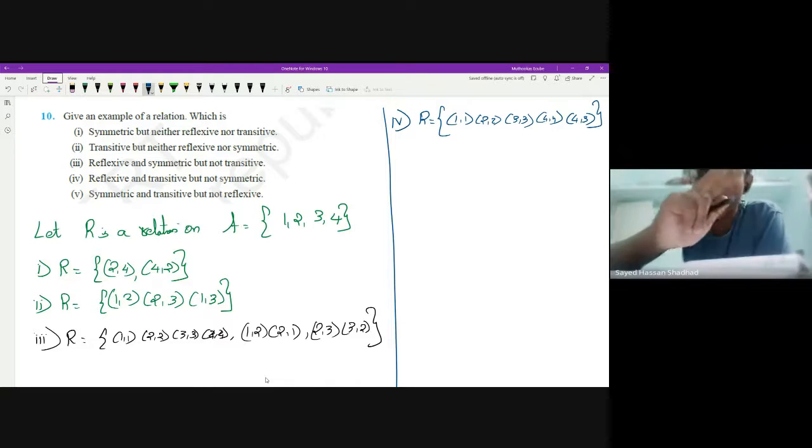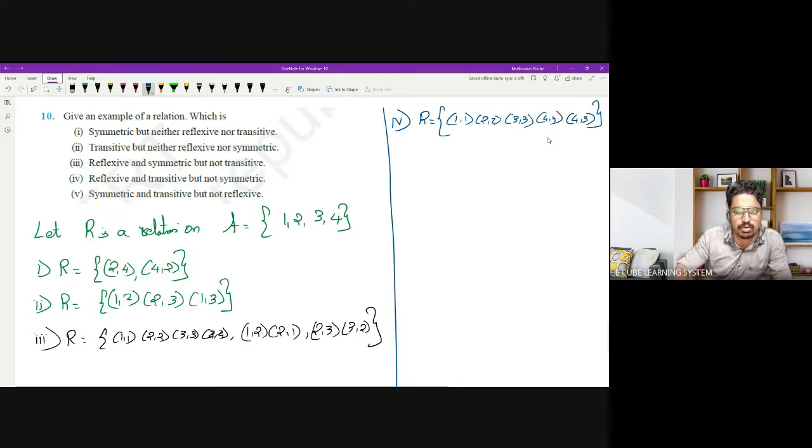So there are two transitive ones. No, that is not a problem. Writing it like this is also fine. 1 1, 2 2, 3 3, 4 4 is there. Then we are taking a 1 2, a 2 3 and a 1 3. Then also it is reflexive and transitive but not symmetric. We can write many more examples. That's your choice.